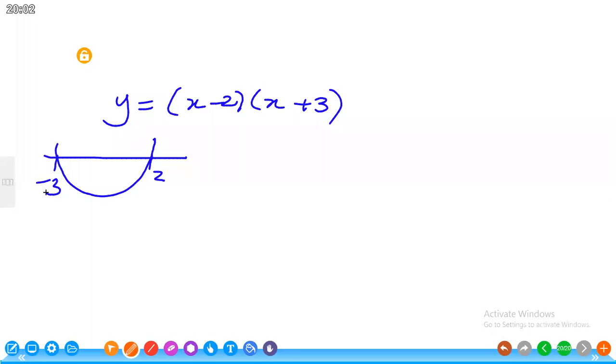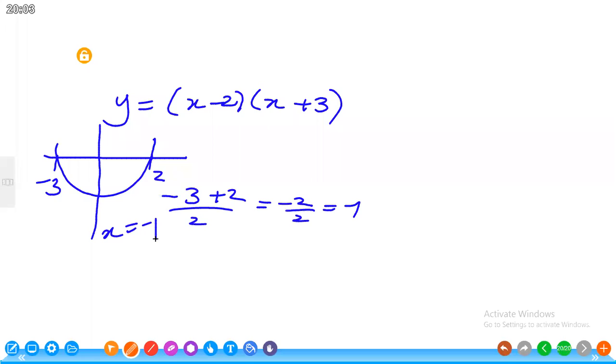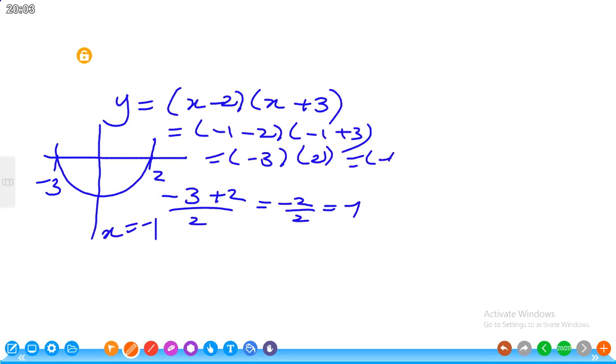Then the mid value is represented as the axis of symmetry. So how to find the mid value? (-3 + 2) divided by 2 is -1/2. So the axis of symmetry is x equal to -1/2. How to find the minimum value? Here substitute this x equal to -1/2 in this equation. You will obtain the corresponding y. So -1/2 minus 2, -1/2 plus 3. Here -5/2 into 5/2, so -25/4 is the minimum value, right? Okay, now you can draw the graph.